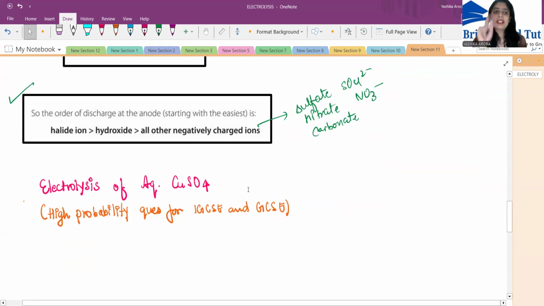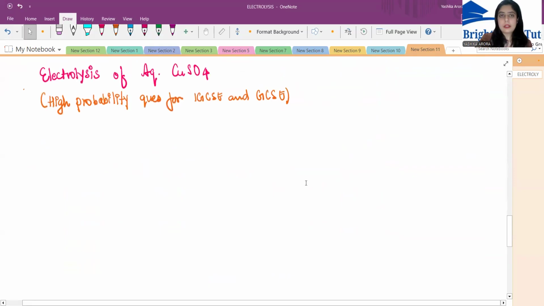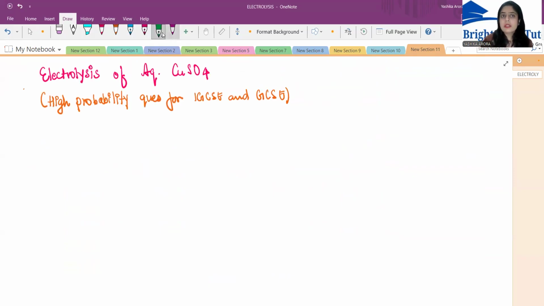Let's do the electrolysis of aqueous copper sulfate. This is a pretty high chance question for your IGCSEs and GCSEs. I'll be doing it and trying to discuss the possible questions out of it as well.